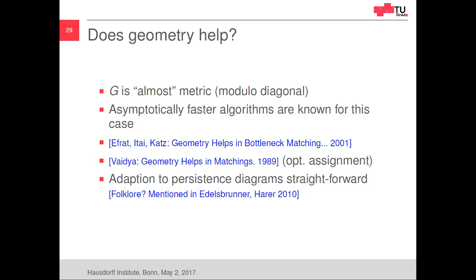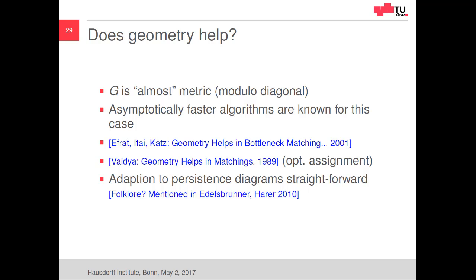You see, for instance, this paper, the title already tells you, yeah, geometry is helpful. So for metric graph, you can asymptotically improve the general graph algorithm. And the same is true for optimal assignment or for Wasserstein matchings. And I just cited the first work of this kind, but there is a long sequence of work that goes until today. So this is a very active field of research.